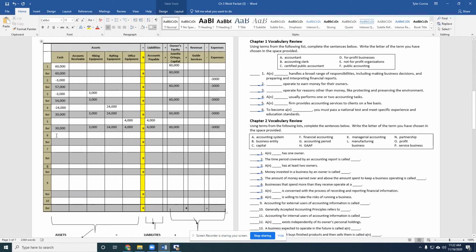Okay. Number 6, we received payment for guided services. Okay, we received payment. So we actually got our payment of $2,500. So we added it there. And then now we've got to find, anytime it's revenue, it's going to be over here on the equity side. So guided services, 2,500. Okay, so that plus that side, it keeps it even.